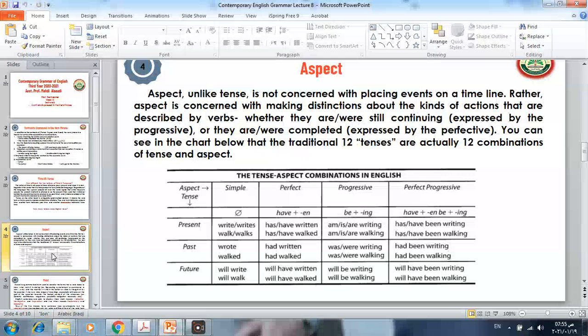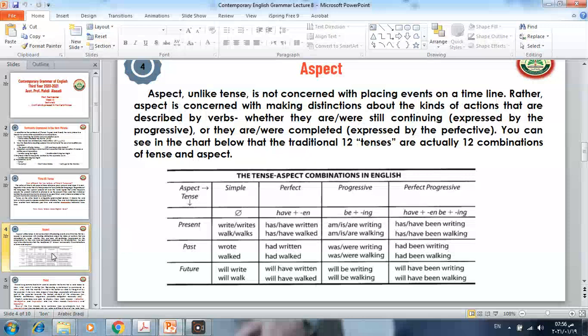expressed by the progressive aspect. So aspect is responsible for telling us whether the events that are described by the verbs are in progress or were in progress, or aspect tells us whether these events or actions described by the verbs are completed or not completed. And this is expressed by the perfective aspect. You can see in the chart below that the traditional 12 tenses are actually 12 combinations of tense and aspect.